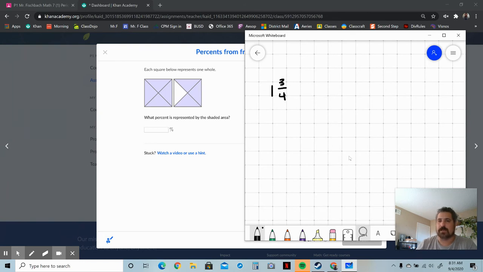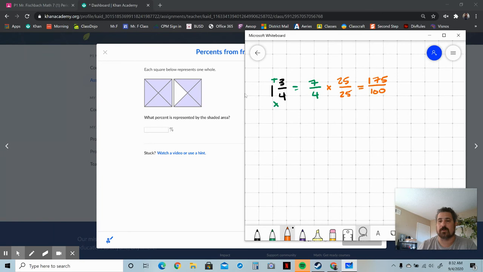Now, to make it a percent, one way to do it is to multiply 1 times the 4 and then add it to the 3. So how many fourths do we have in all? That's the same as 7/4. Then you can times top and bottom by 25, because that creates an equivalent ratio out of 100 again. 7 times 25 is 175, and 4 times 25 is 100. So this is 175 out of 100.